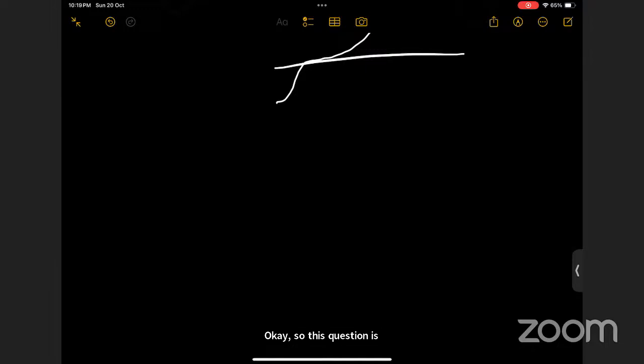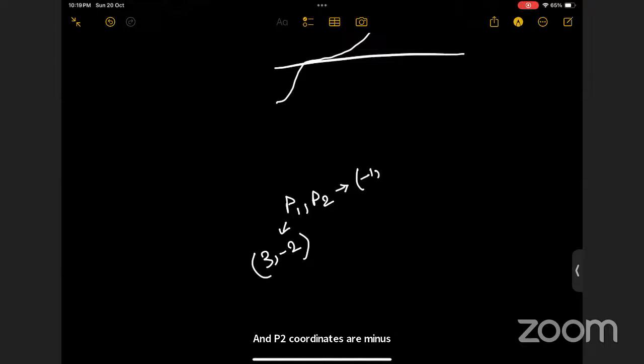There are two points, P1 and P2. Coordinates of P1 are 3 comma minus 2 and P2 coordinates are minus 1 comma 5. Lines L1 and L2 are passing through points P1 and P2 respectively. L1 is passing through P1 and L2 is passing through P2.